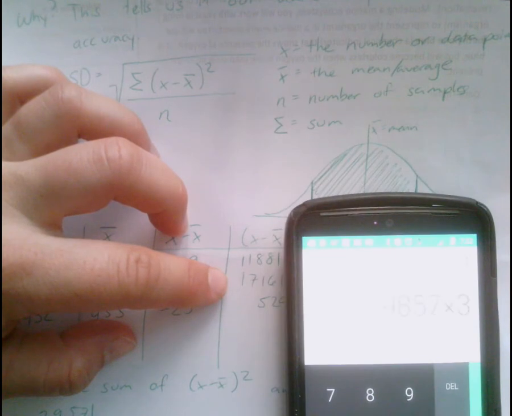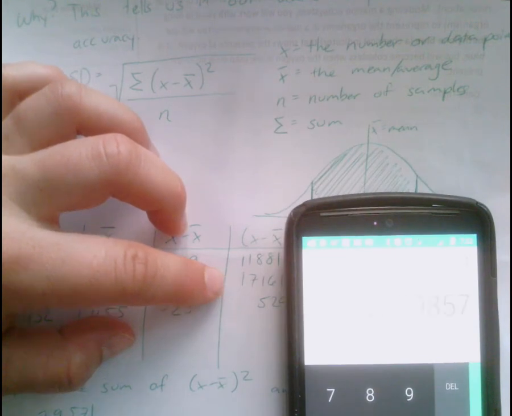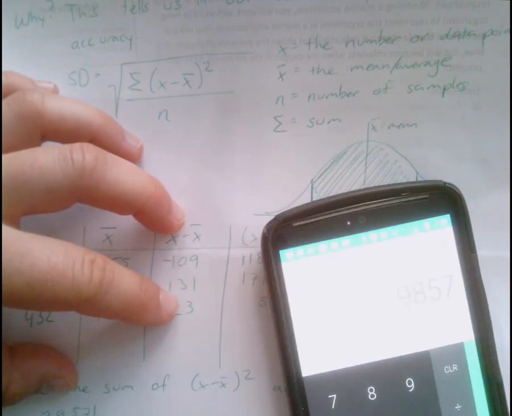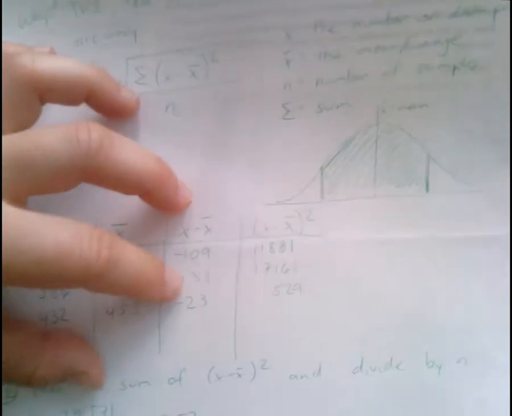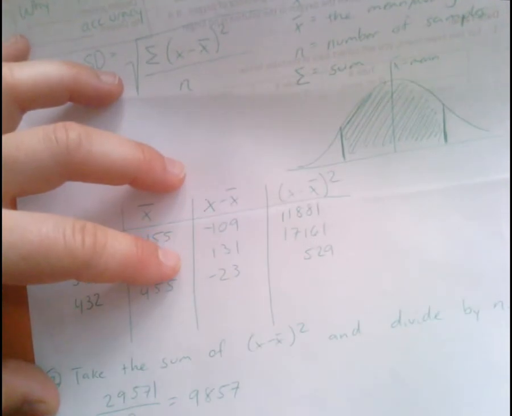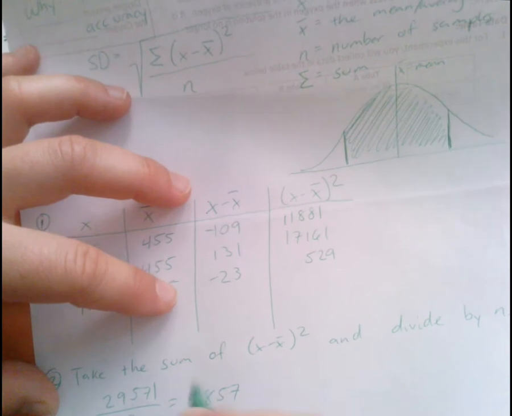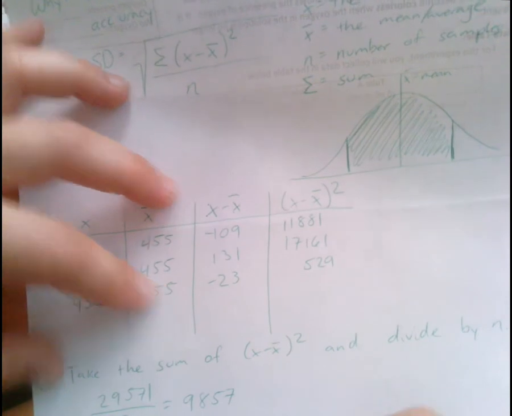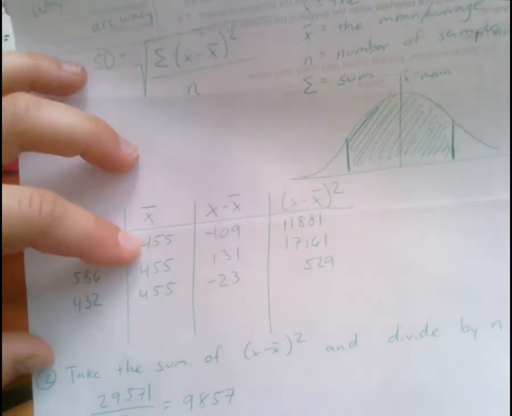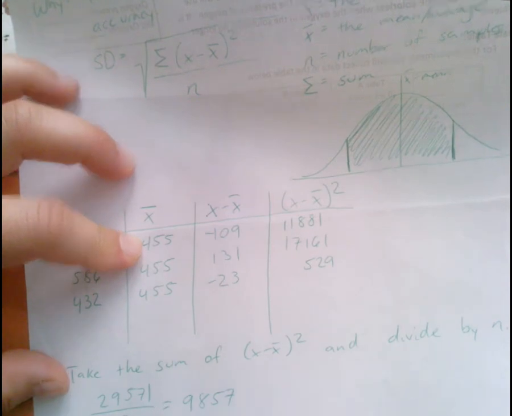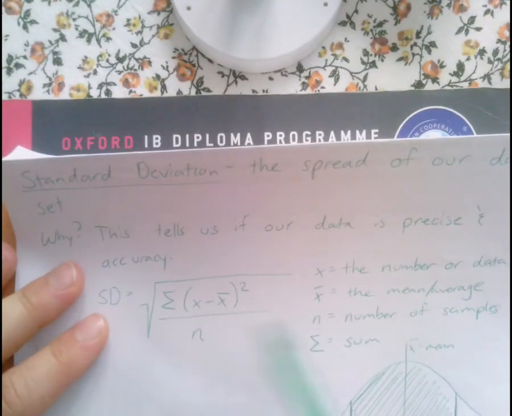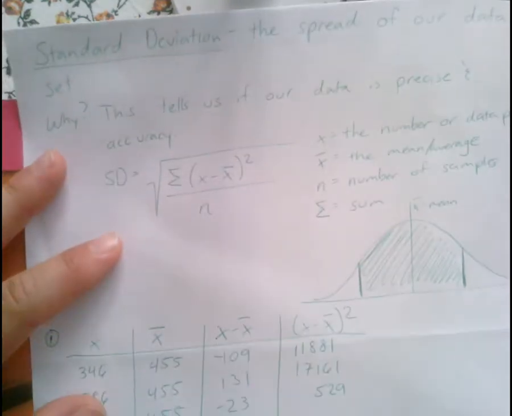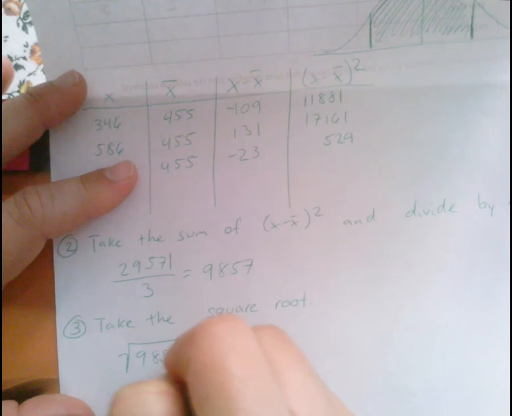I said double check, times 3 equals, okay, divided by 3. Okay, 9,857. Okay, perfect. So then step 3, we're going to take the square root. So remember, this is really the square root of the sum of the last column numbers divided by n, but we did all of those other steps separately. So now here we are. We're taking the square root of 9,857.